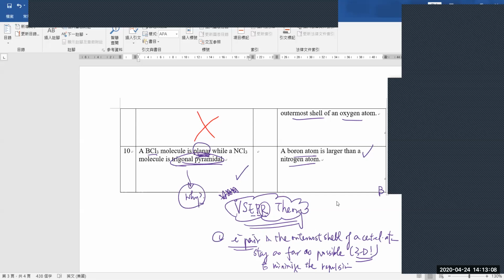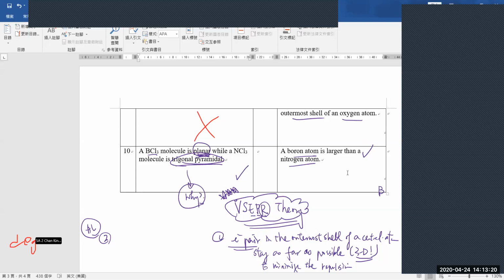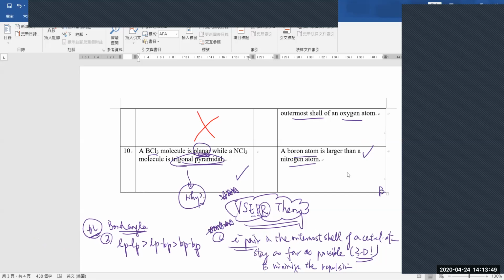Actually, we have got point number two, but of course this will not be assessed. It is A-level stuff. It will tell you the bond angle. And bond angle is affected by what? Lone pair-lone pair repulsion is greater than lone pair-bond pair repulsion, which is greater than bond pair-bond pair repulsion. This is A-level stuff. If you don't understand it, don't worry. But for this part, the spirit of it, I need you guys to get to know about that.